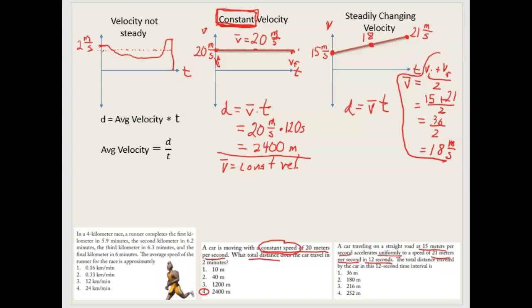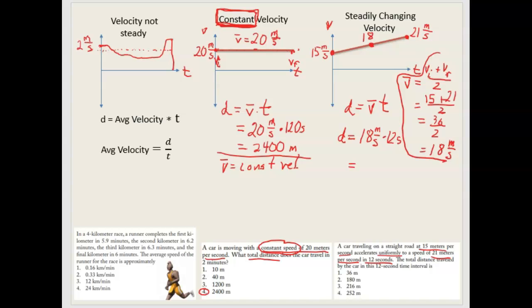Well, as we said, we started at 15 meters per second. We uniformly increased to 21 meters per second. So what's our average velocity? 18 meters per second. Or our average speed would be 18 meters per second. All right, so let's plug it in. So the distance that we traveled, or our displacement, would be 18 meters per second. That's our average velocity, which we figured out by taking the midpoint of our starting and ending velocity, times time, which is 12 seconds, okay?